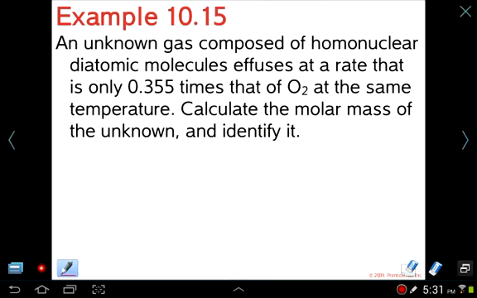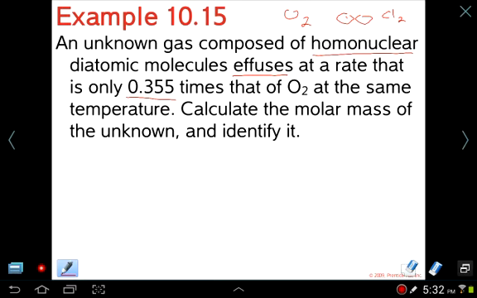An unknown gas composed of homonuclear diatomic molecules. Now this term is quite entertaining. Homonuclear means the same nuclei, which means essentially you have two of the same atoms fused together or bonded together. This could be Cl2, it could be O2, H2, any of the diatomic molecules. It says that this gas effuses at a rate that is only 0.355 times that of oxygen, so a third as fast as oxygen. And we're asked to calculate the molar mass of this unknown gas.